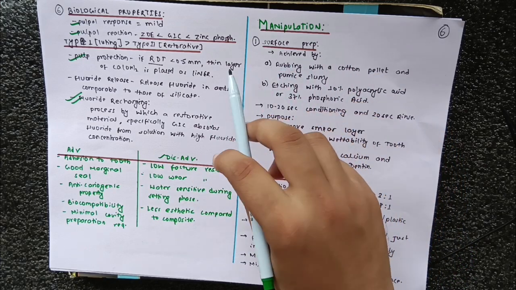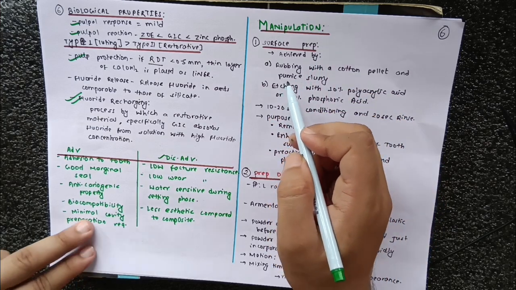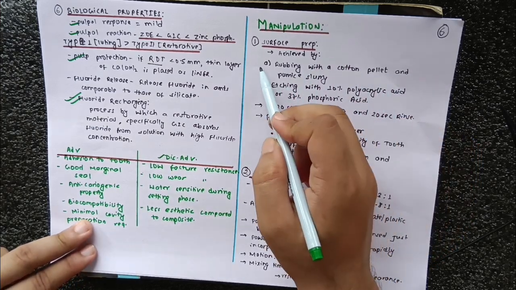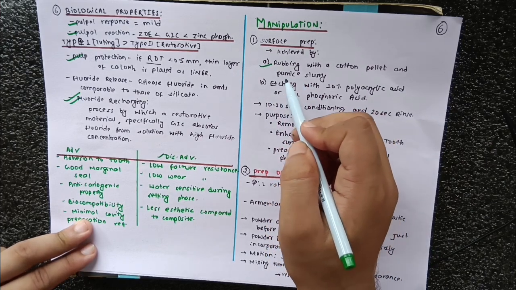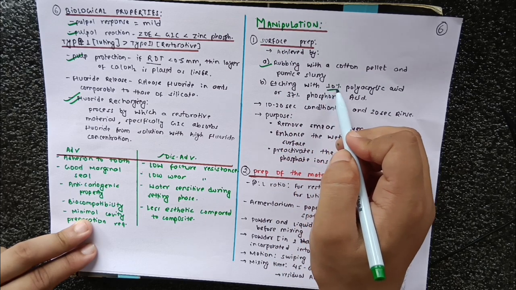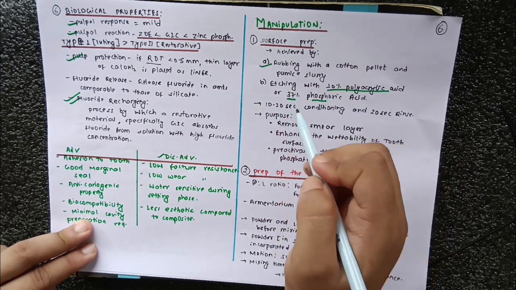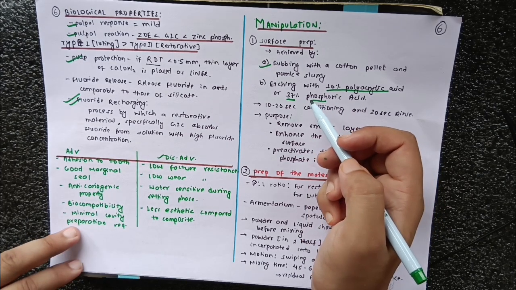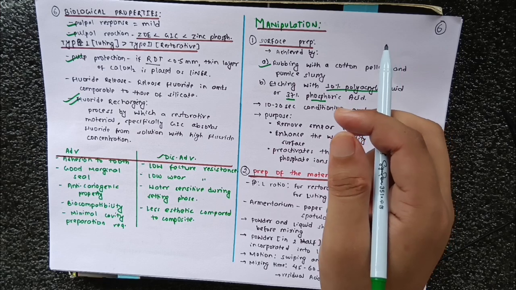So after excavating that portion of the tooth, what we do is we rub with a cotton pellet and the pumice slurry, or we can also do etching. So this is better than rubbing with the pumice slurry. So etching with 10% polyacrylic acid or 37% phosphoric acid. When we do etching, there is an increase in the surface energy, so that will help in proper bonding of the GIC.